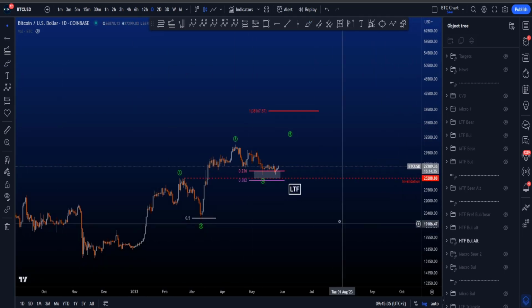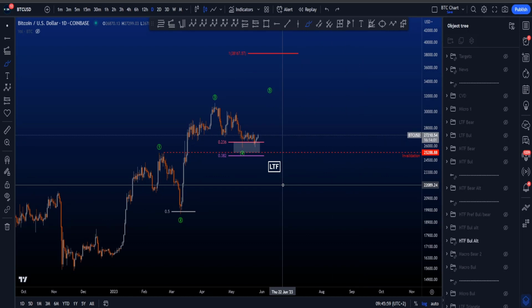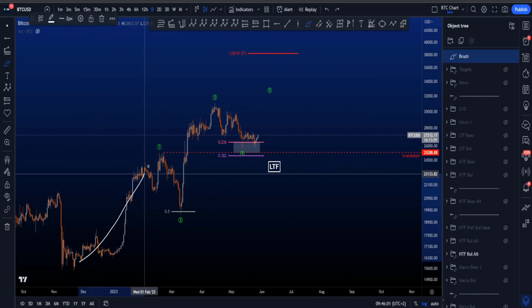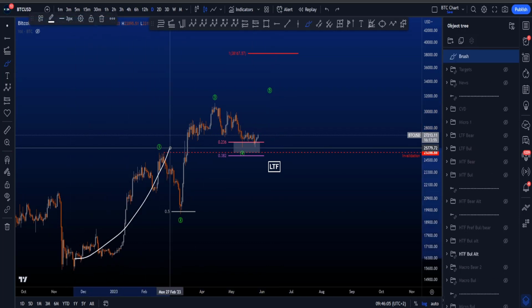If we then go to the high time frame scenarios and move over to the daily time frame, then I want to start with two alternative scenarios, and the first one is this one. So in this scenario, we are looking for a 5-wave move to the upside and then a wave 1, 2, 3, 4, 5, where then wave 1 is extended.